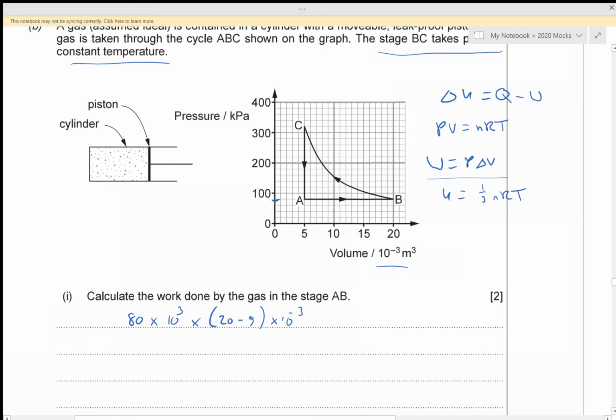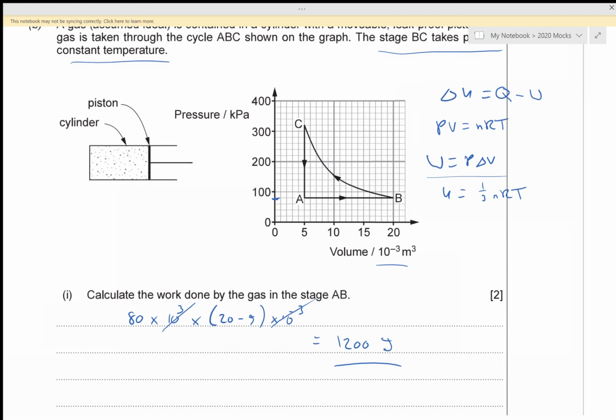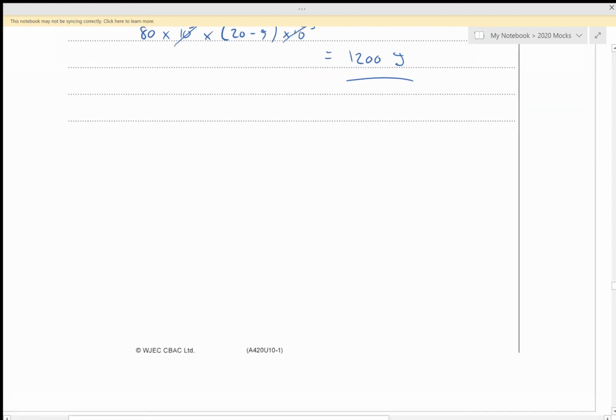Times 10 to the minus 3, that's going to cancel with that. 10 minus 5 is 15, so 15 times 80 is 1,200 joules, I think. Hopefully I'm not slipping up on the arithmetic here. Yeah, and I think that's all we need to do there. That's going to get us our marks.